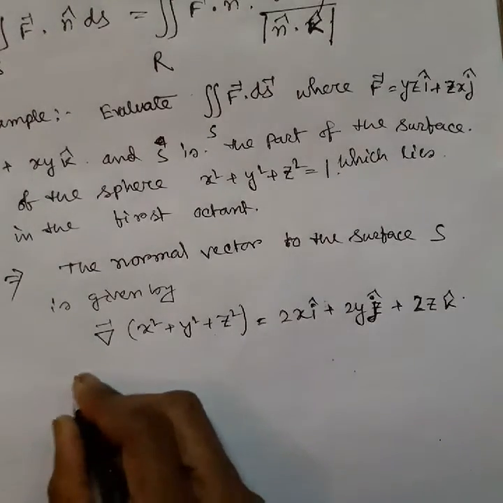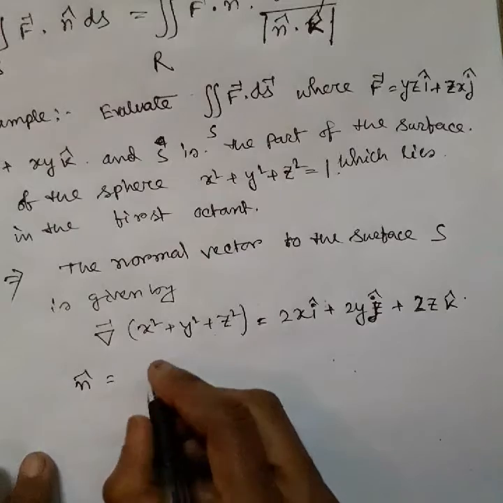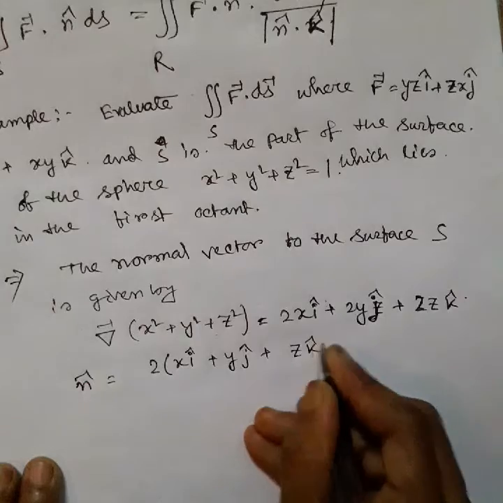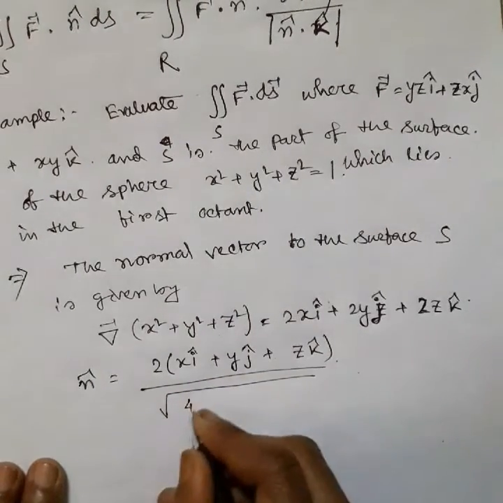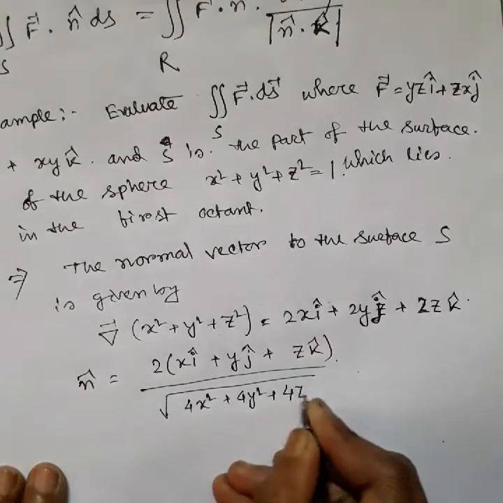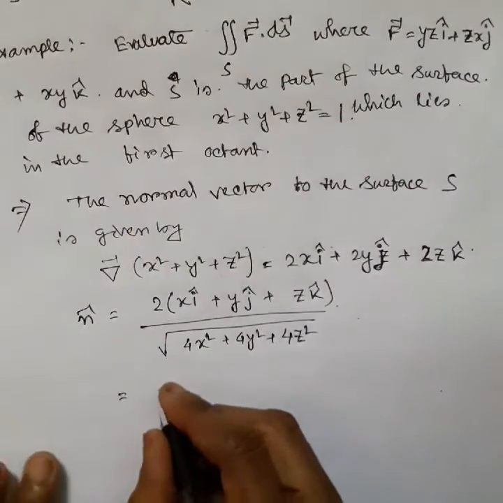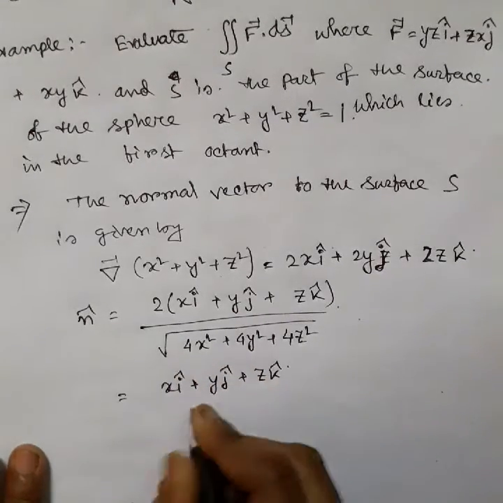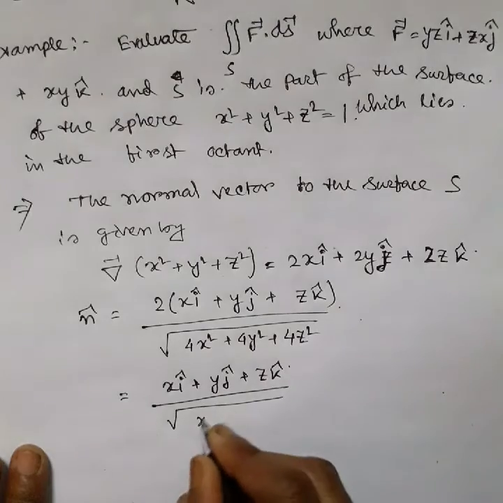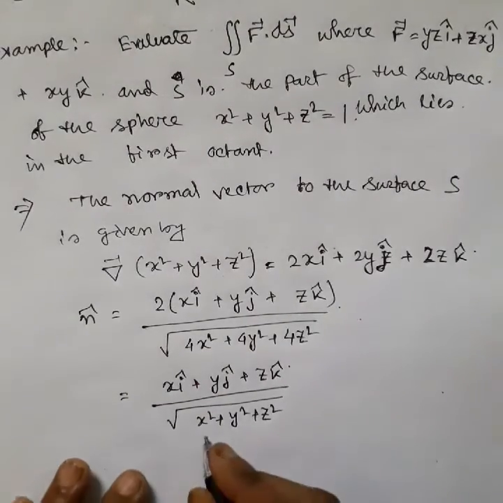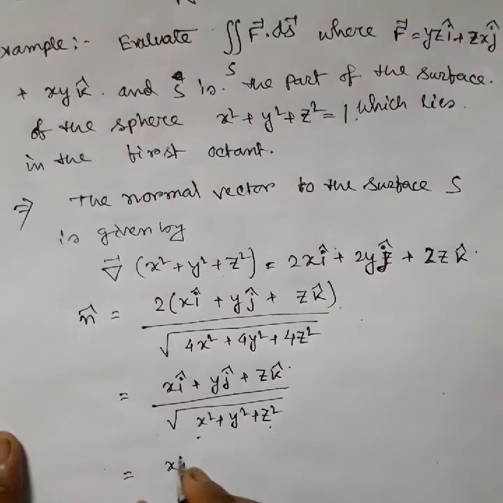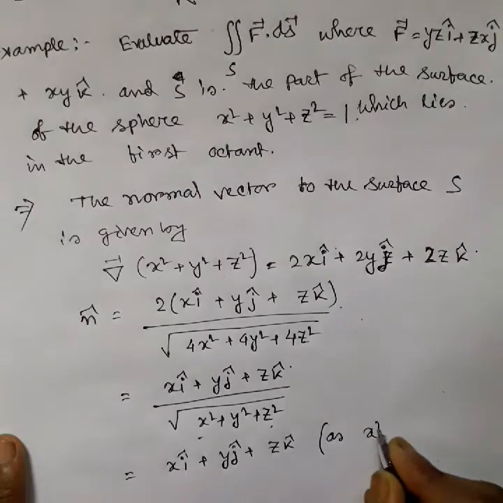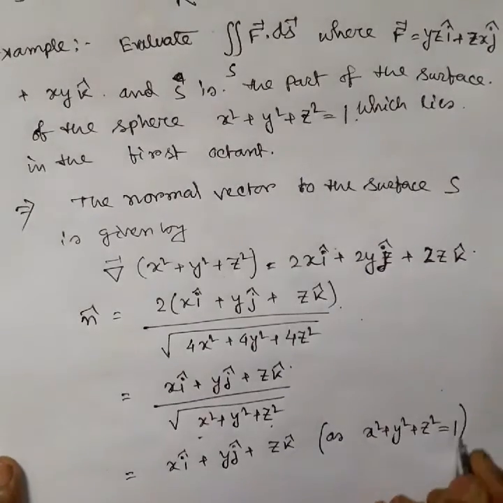Okay, and n vector is equal to 2 into xi plus yj plus zk by root over of 4x square plus 4y square plus 4z square, that is equivalent to x i cap plus y j cap plus z k cap by root over of x square plus y square plus z square, and as this is equal to 1, so this is equivalent to xi cap plus yj cap plus zk cap, as x square plus y square plus z square is equal to 1.